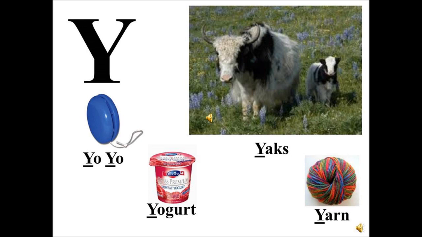Let's spell yaks for those two yaks. Y-A-K-S. Yaks. Let's spell yaks again. Y-A-K-S. Yaks. Let's spell yarn for making things. Y-A-R-N. Yarn. Let's spell yarn again. Y-A-R-N. Yarn.